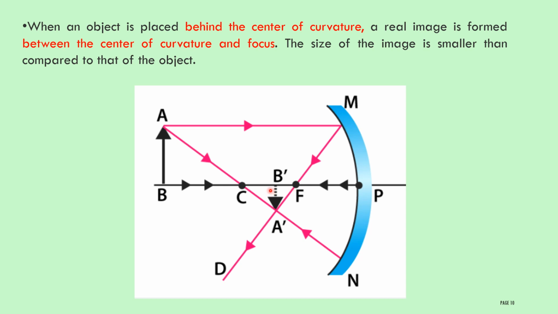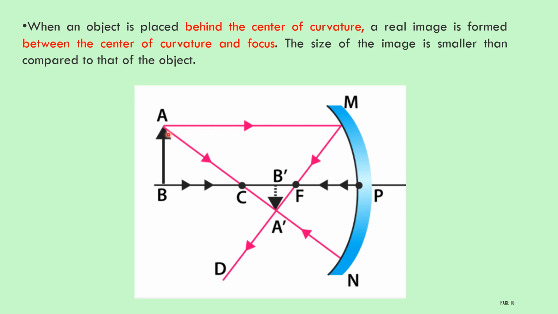Once again I will explain. If any ray is parallel to the principal axis, after hitting the reflecting surface, it will pass through the principal focus. That is the law you have to remember. That is the first one. Second, if any ray passes through the center of curvature, then after hitting the reflecting surface, it will reflect in the same path. This is also the second standard law. That one also you have to remember.